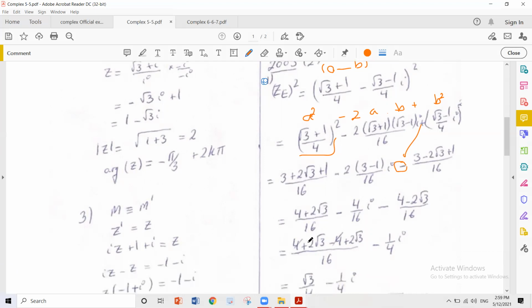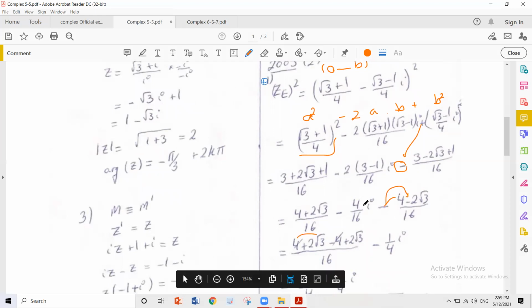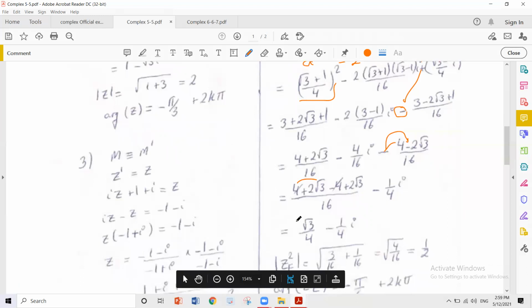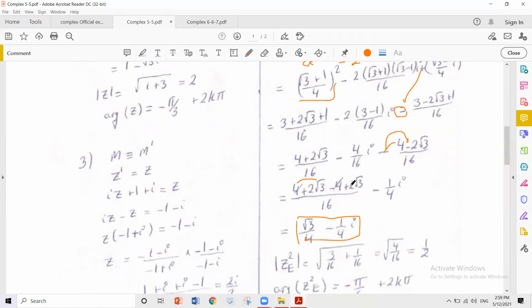We add or subtract the real parts. 4 plus 2 radical 3, plus 4 minus 2 radical 3... we simplify by 4, we get 1 over 4 i. We get 4 radical 3 over 16, which is radical 3 over 4, minus 1 over 4 i. 2 radical 3 plus 2 radical 3 is 4 radical 3 over 16. It becomes radical 3 over 4.